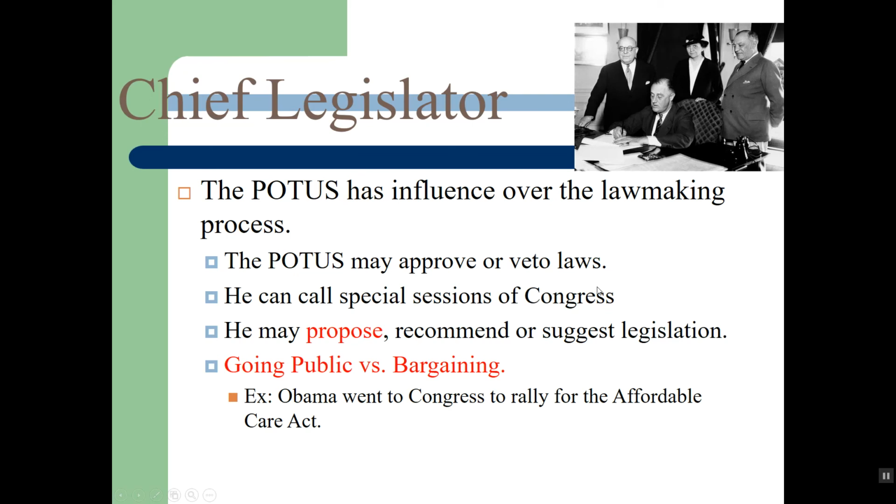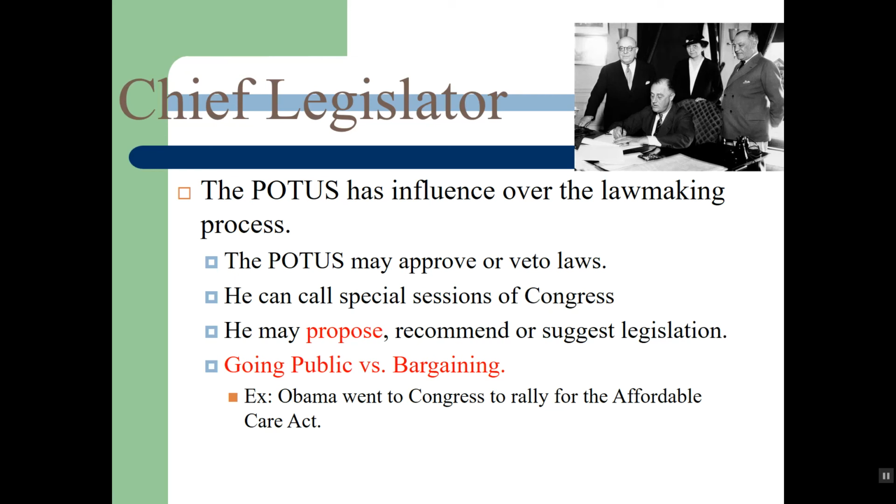The final hat of the modern president is that of chief legislator. The president acts as chief legislator anytime he uses his formal or informal powers to exert influence over the lawmaking process by convincing Congress to introduce certain types of policies or to refuse to introduce certain types of policies, by influencing which bills pass and which bills fail, by issuing vetoes, by calling special sessions of Congress, or engaging in agenda setting. Agenda setting is when the president proposes, recommends, or suggests legislation, telling Congress which issues to focus on addressing and what types of solutions to propose.